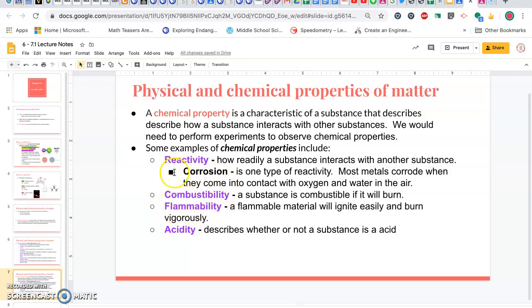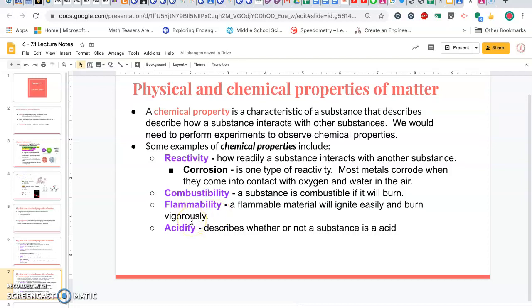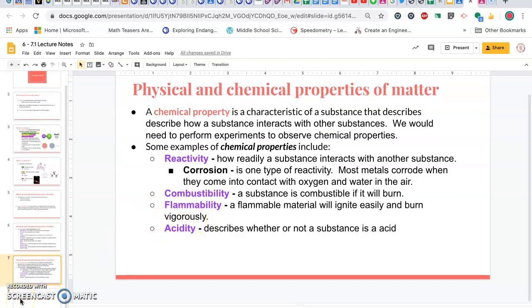Combustibility talks about whether or not a substance will burn. Flammability talks about how easily it will ignite, how easily it will catch fire and burn. So something can be combustible without necessarily being flammable. When you think flammable, think something that easily and quickly catches fire and burns vigorously. Combustibility just means it has the ability to burn. And then acidity talks about whether or not the substance is an acid.